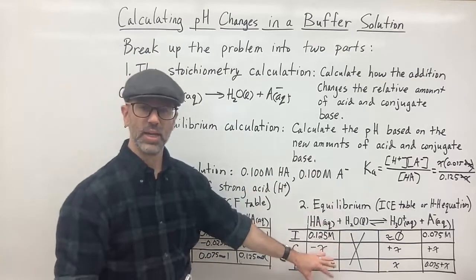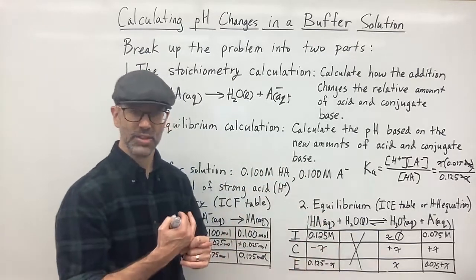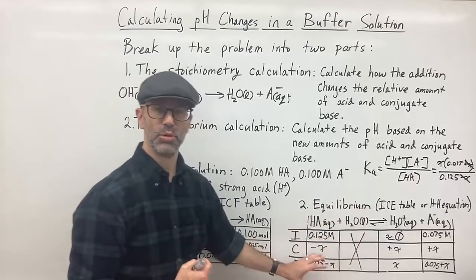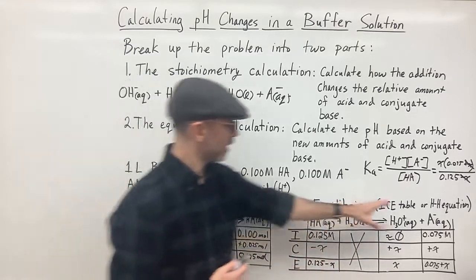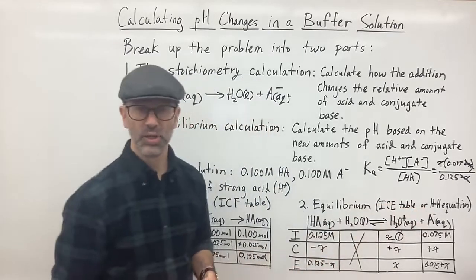But then when I do my equilibrium problem, again, I have the same choice. I can do an ICE table like I normally do, or I could use the Henderson-Hasselbalch equation.